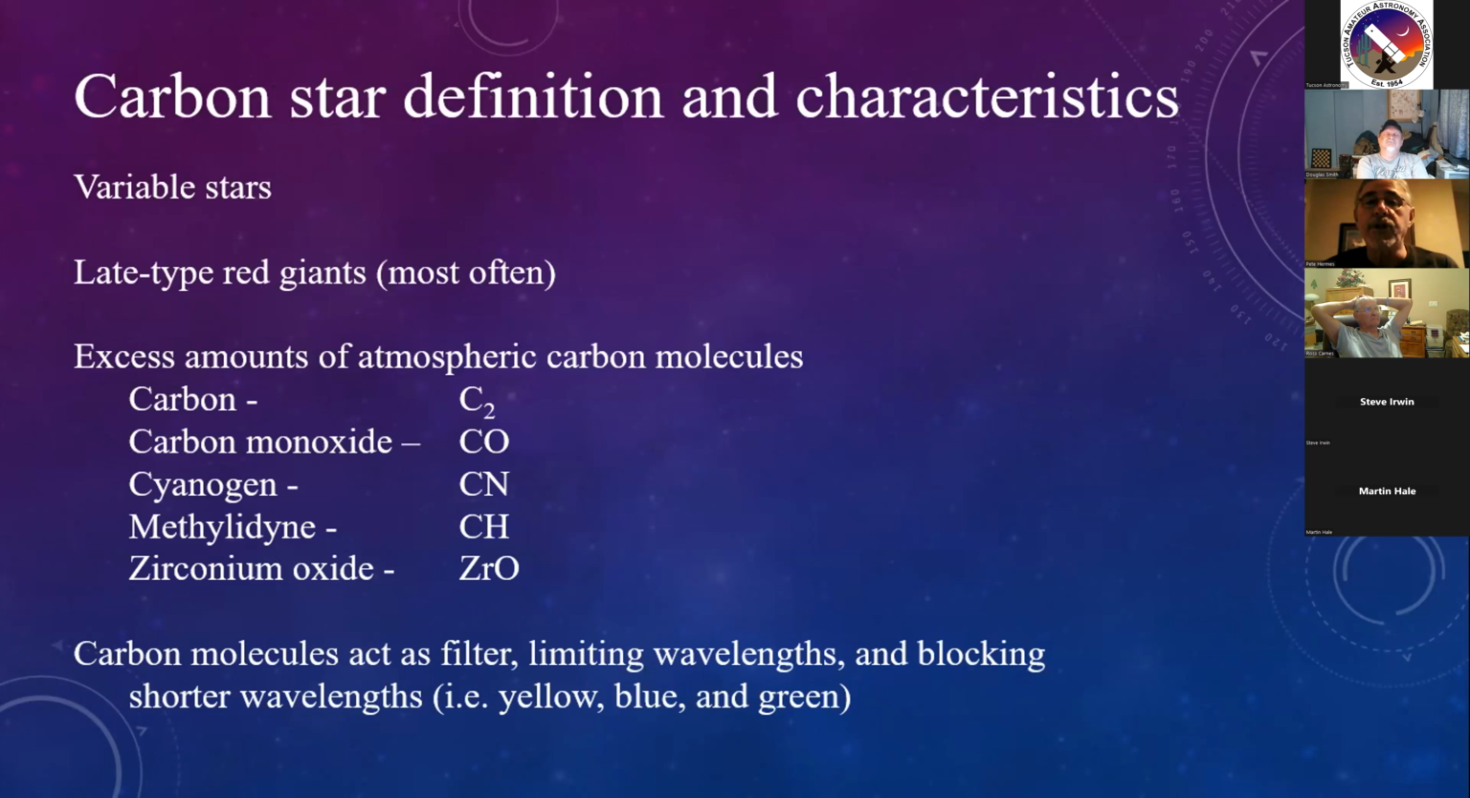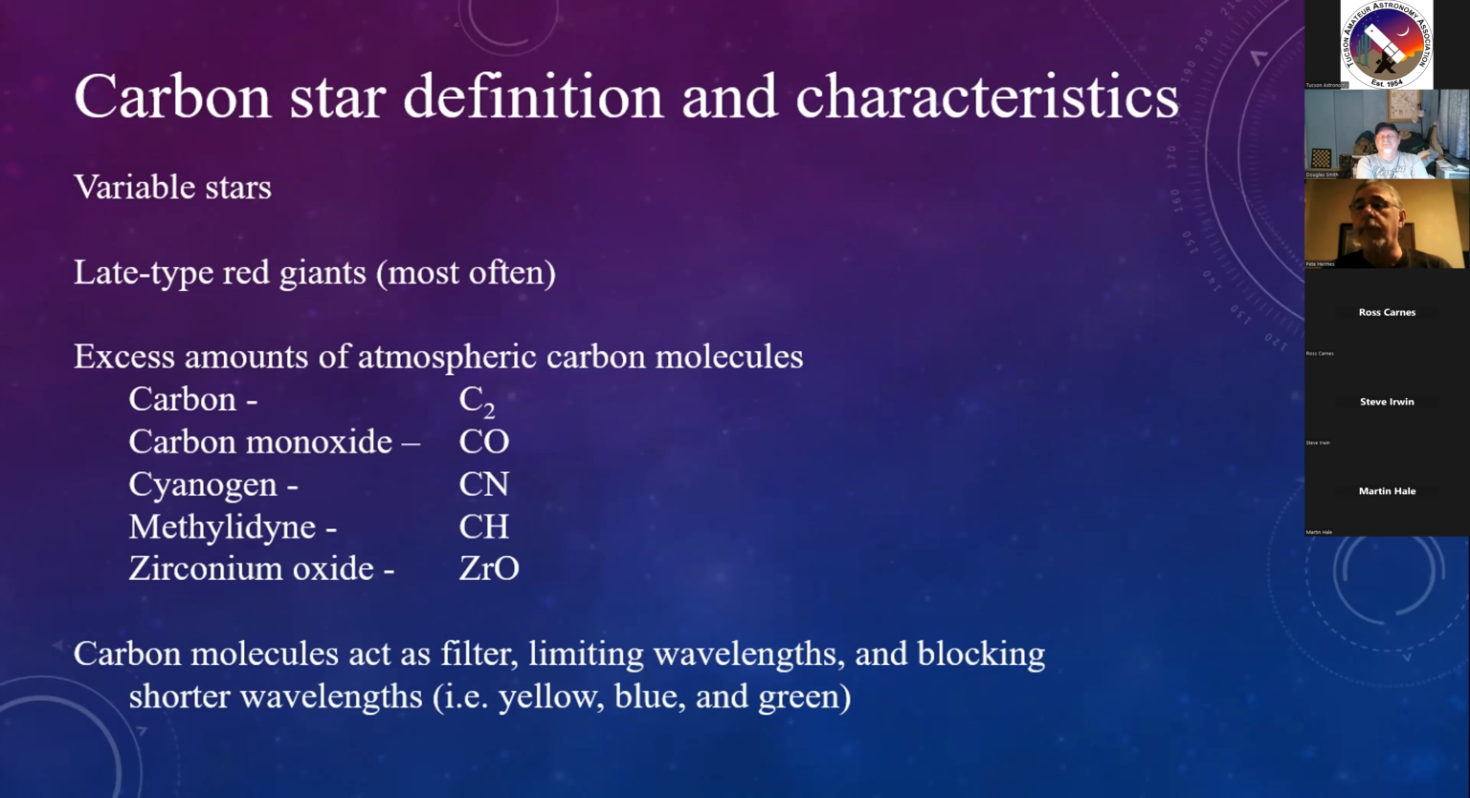They're late type red giants, most often, not always, but generally is the case. And thereby the name carbon stars, the reason being is because they have excess amounts of atmospheric carbon molecules, typically seen through spectroscopy used to look at these stars. I mean, yes, we can see the color, but as far as looking for the lines specifically attributed to some of these elements and some of these molecules, there's elemental carbon, carbon monoxide, cyanogen, methylidine, and zirconium oxide.